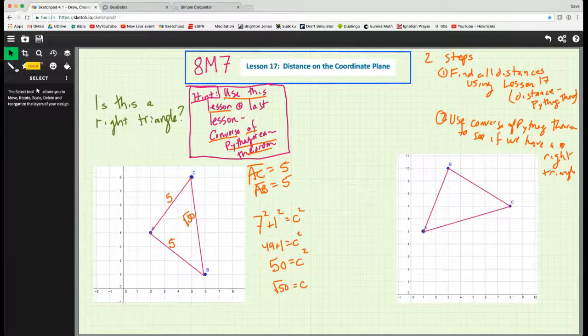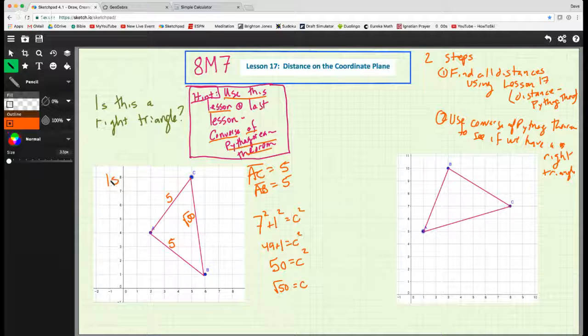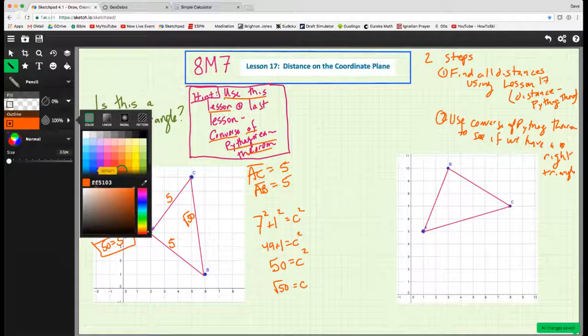So we have to ask ourselves, is this a right triangle? Well, the question is, does a squared plus b squared equal c squared? And if it does, then this is a right triangle, and this would be our right angle, because these are what we're calling our legs. So let's give that a go. 5 squared plus 5 squared, does that equal the square root of 50 squared? Well, 5 squared is 25. 5 squared is 25. And the square root of 50 squared is 50. The square root of any number squared is that number. So 50 equals 50. So yes, the answer is yes.